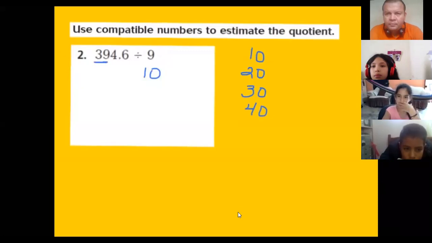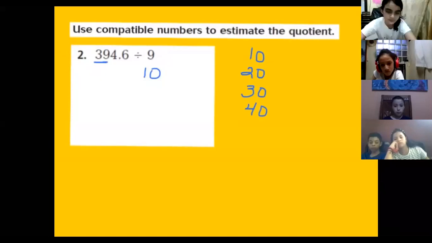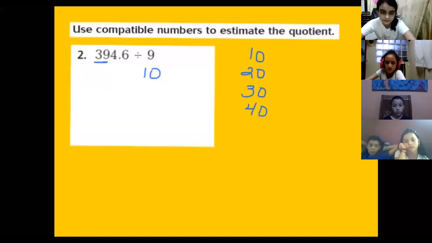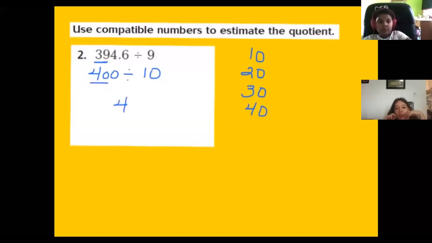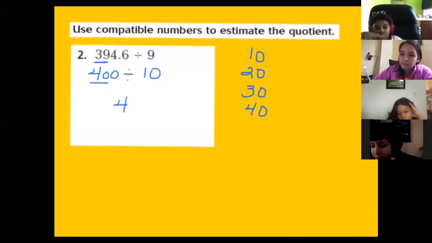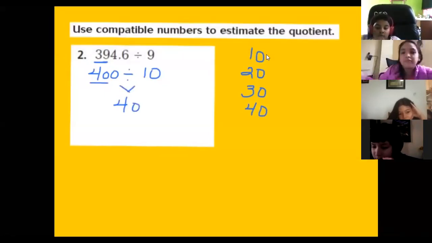Well, what I know is that 39, that first part of that dividend, is closest to the whole number 40. So what I'm going to do is turn 394 6/10 into the whole number 400. I'm going to rewrite that as 400, and I'm going to be dividing that by 10. Well, I know that 10 goes into 40 4 times, and I'm going to add that extra 0 there. And so when I divide 400 by 10, my estimated answer turns out to be about 40.